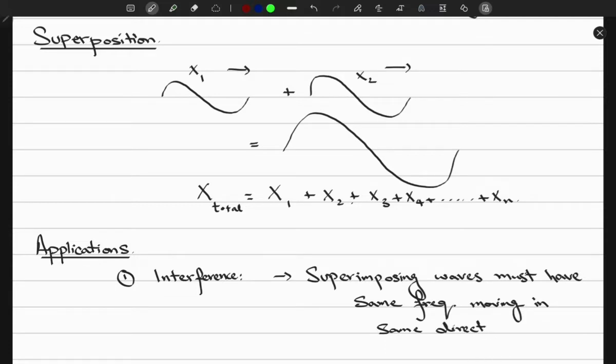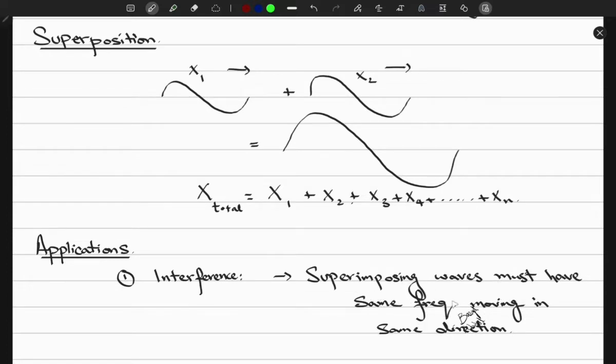And when this happens, it implies that the two waves are actually interfering with each other. So if you think about it, the statement is implying what you normally think of as interfering. The two waves have the same frequencies and are moving in the same direction, which means that these two waves are really interfering with each other.